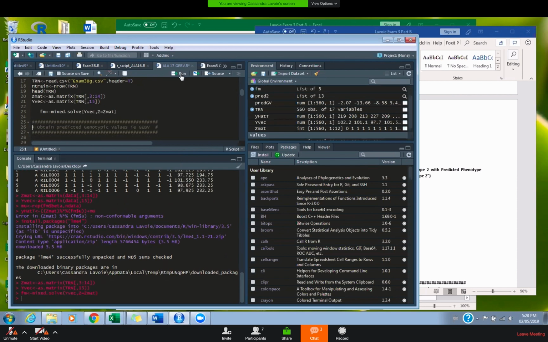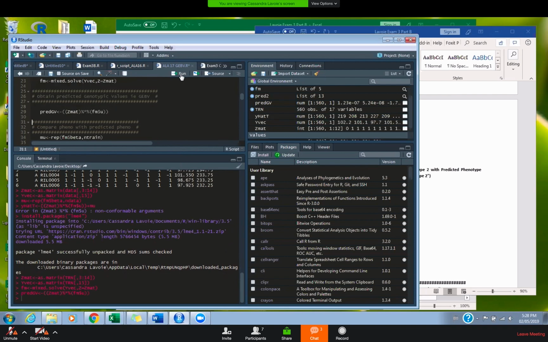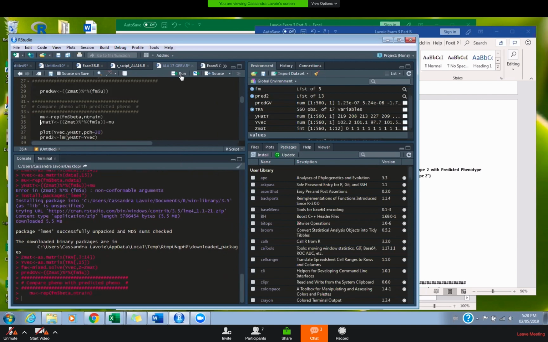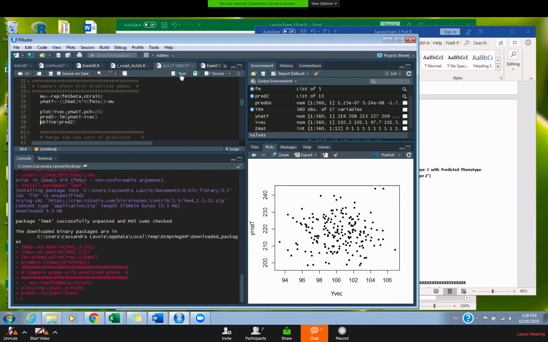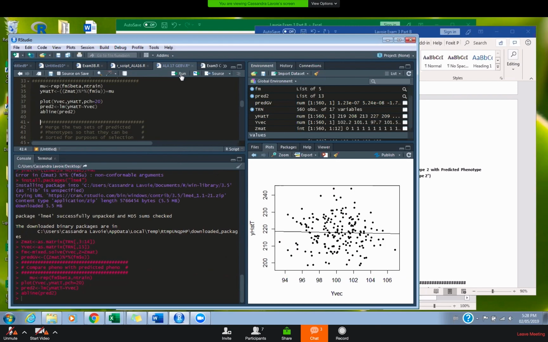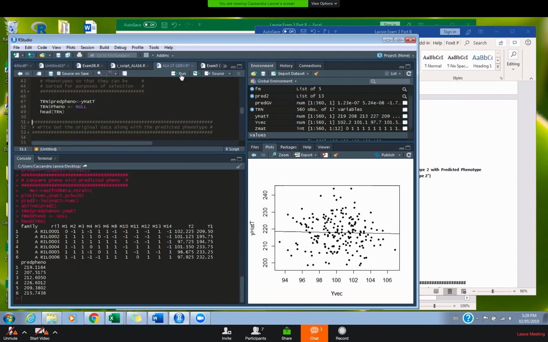And the FM, and then Pred GV, and then Moo, and then Plot. So this stuff I did already. Then I've created the predicted phenotype, and then I wrote it out already. So I've already created this data set.